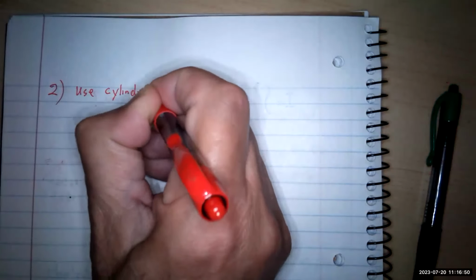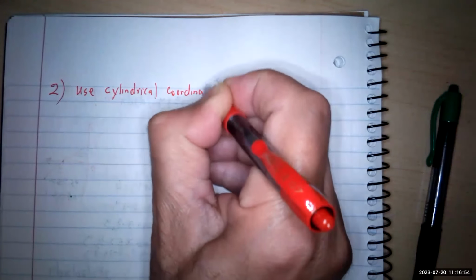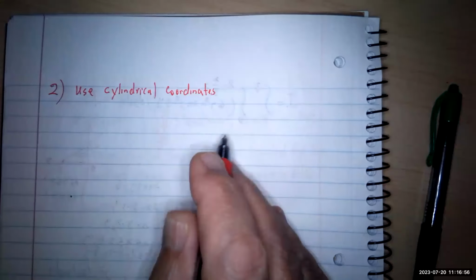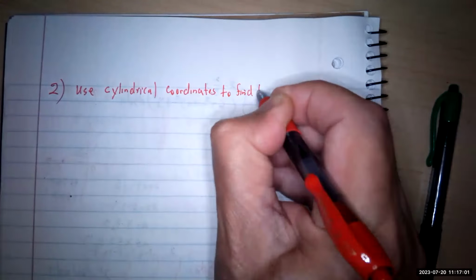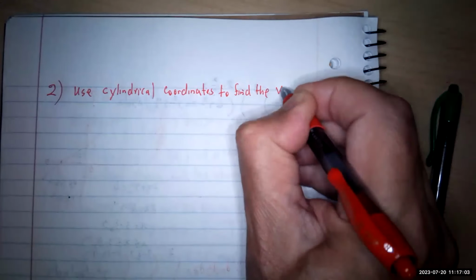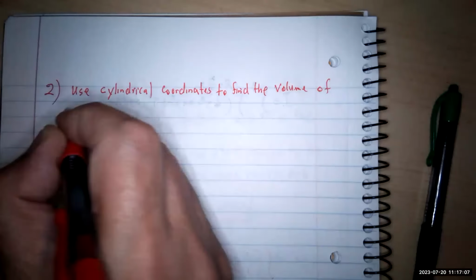So number 2. The instruction given to you is to use cylindrical coordinates to find the volume of the solid.